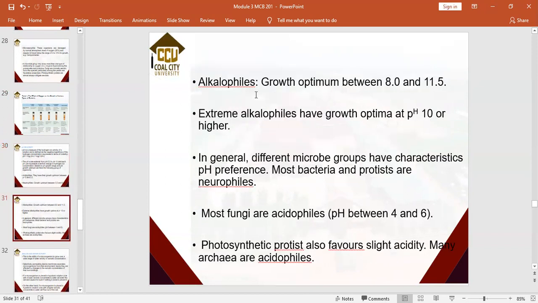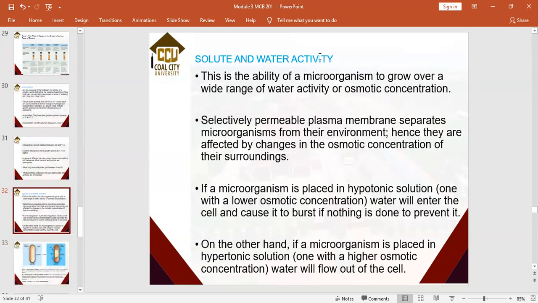Then we have the alkalophiles, that is the alkaline, from 8.0 to 11.5. The extreme alkalophiles have a growth optimum at 10 or higher. In general, different microbes or microorganisms have different characteristics. Preferably, they grow in neutral pH, as neutrophiles. Most fungi are acidophiles between 4 and 6, and photosynthetic protists also favor slight acidity. Many archaea are acidophiles.